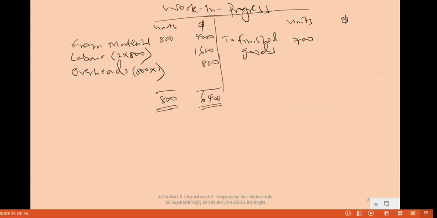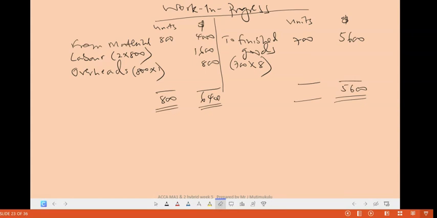So we are going to say the transfer to finished goods was 700 multiplied by the $8, which is the cost of production of producing 1 unit. So we are going to get 5,600. So we will have to balance up our account. Here 700. But you can see that if we put these figures, our account is not going to balance. So it means we have to do something.